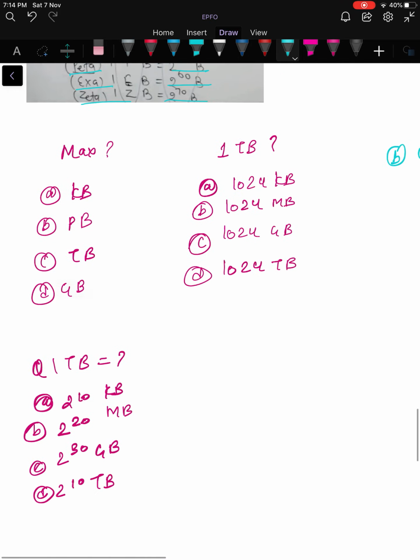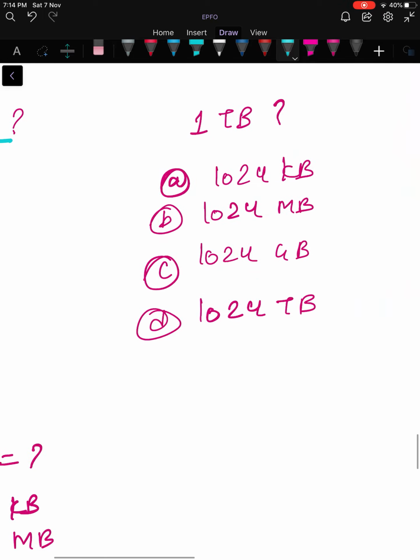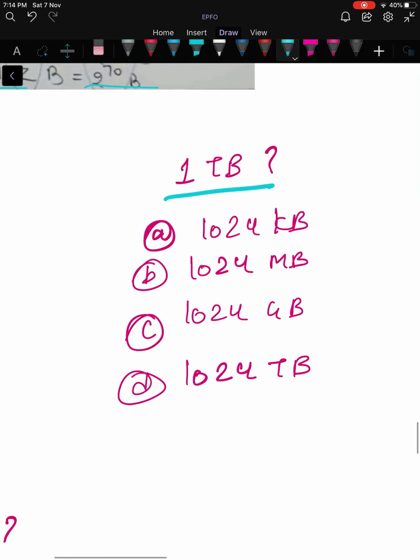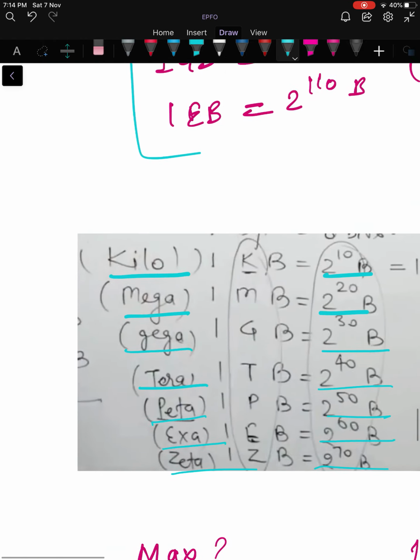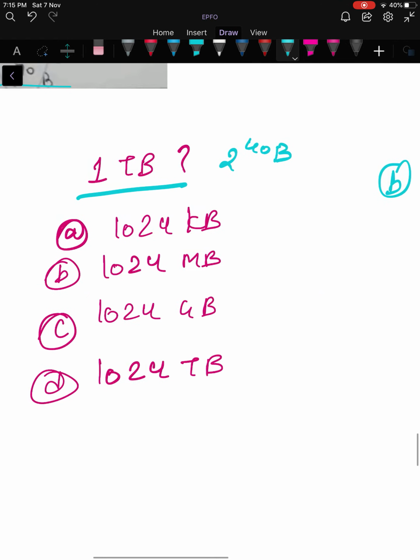Now if they ask which is the maximum among kilobyte, petabyte, terabyte, gigabyte, we know that petabyte is the maximum. Now, 1 terabyte equals what? We know that a terabyte is 2 to the power 40 bytes. We have seen that.